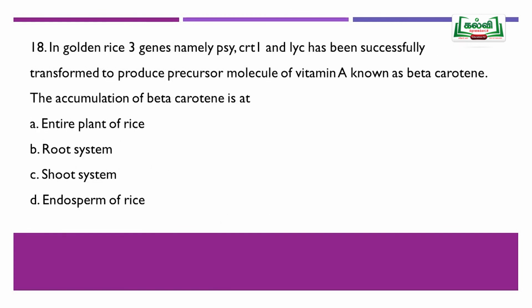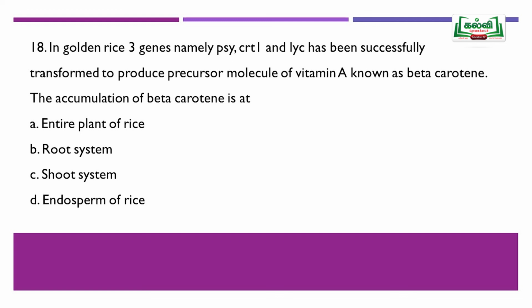The next one: in golden rice, three genes, namely PSY, CRTI and the like, we are using in golden rice. Okay, everybody knows. It has been successfully transformed to produce a precursor molecule of vitamin A. Okay. So, beta carotene is a precursor molecule which will produce vitamin A. The next question: the accumulation of beta carotene is at. So, where will the accumulation of beta carotene take place?